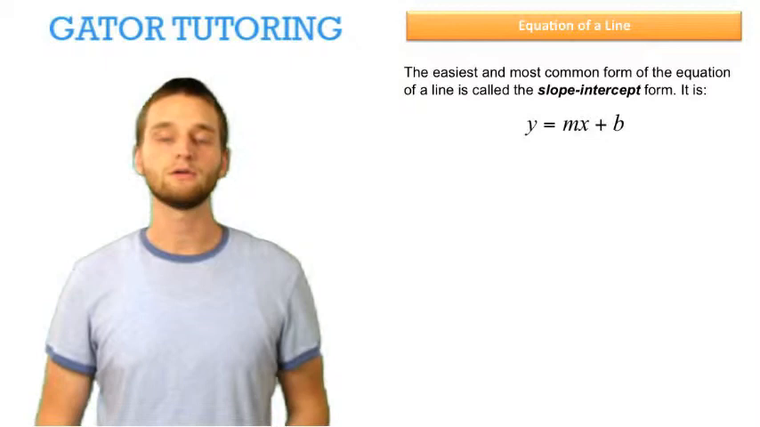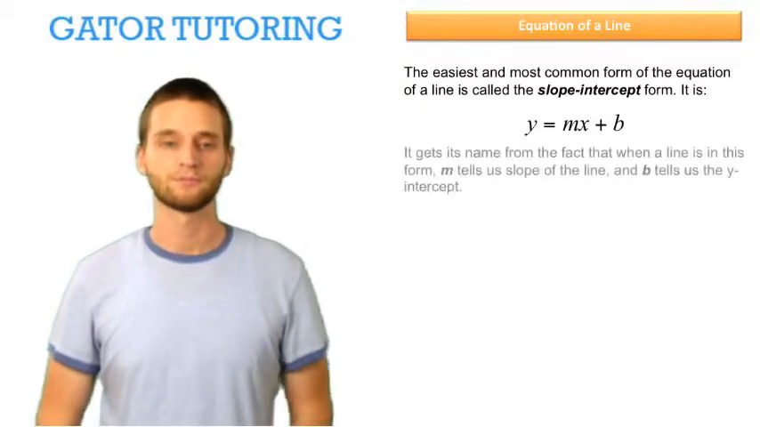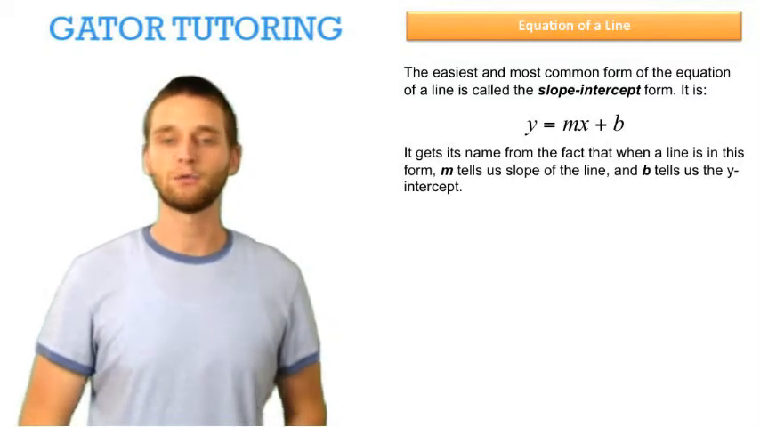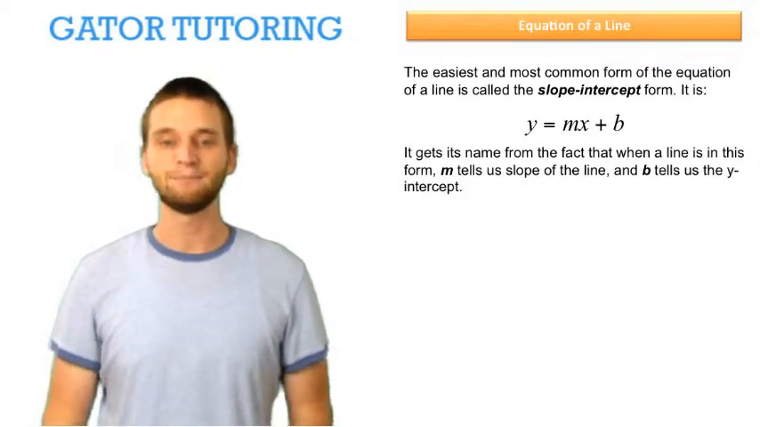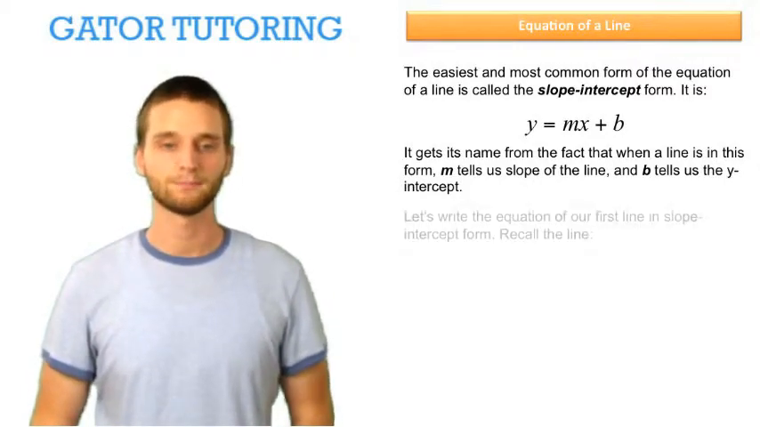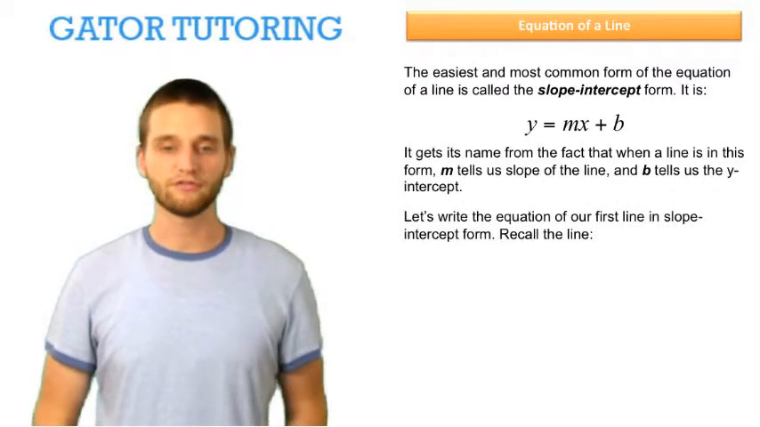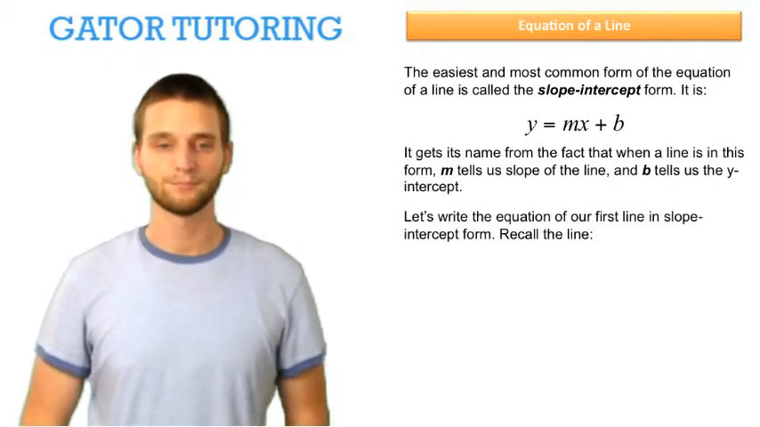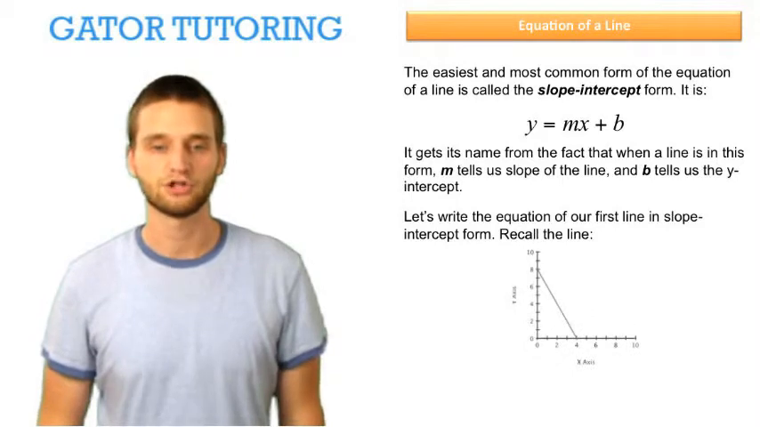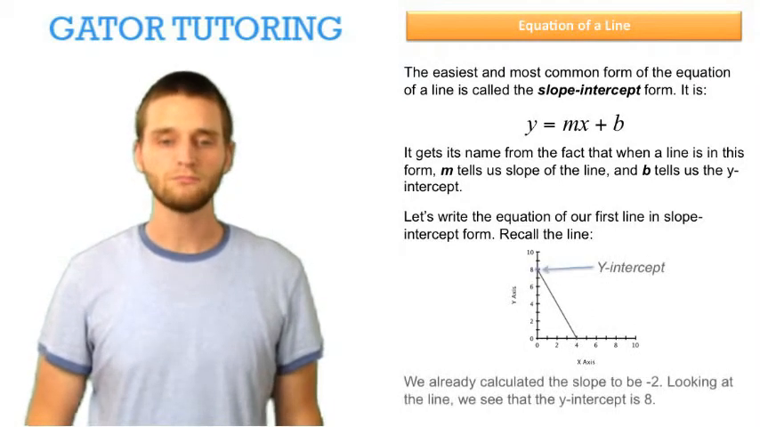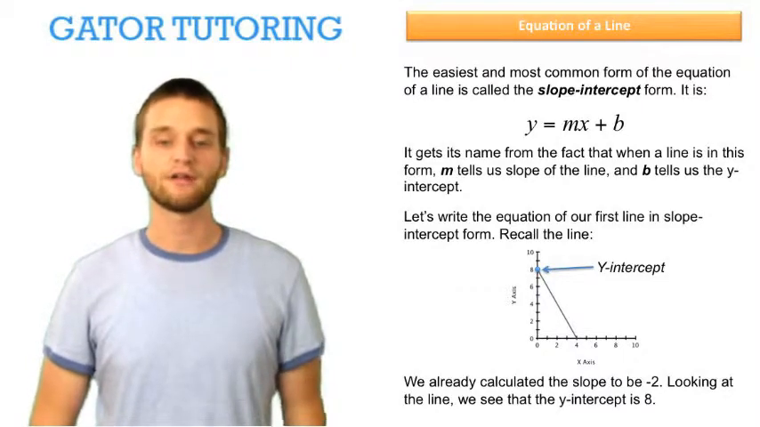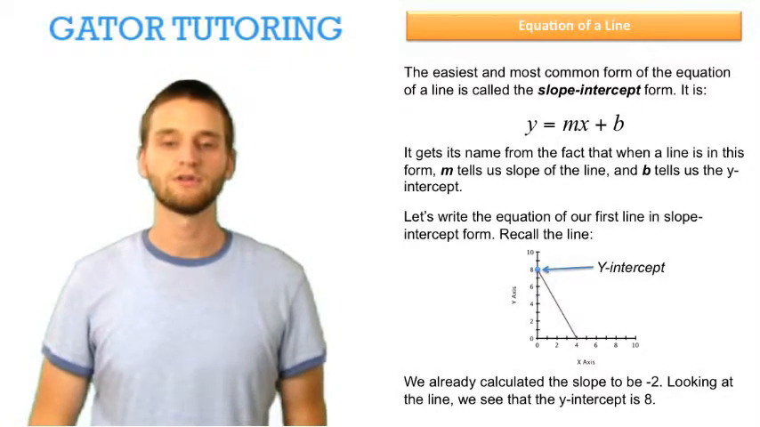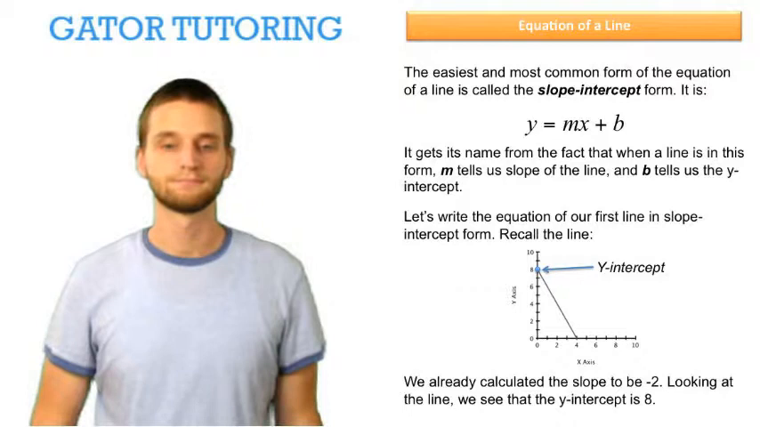It is y equals mx plus b. It gets its name from the fact that when a line is in this form, m tells us the slope of the line and b tells us the y-intercept. Let's write the equation of our first line in slope-intercept form. Recall the line, shown here in this graph. We already calculated the slope to be negative 2. Looking at the line, we see that the y-intercept is when y equals 8.